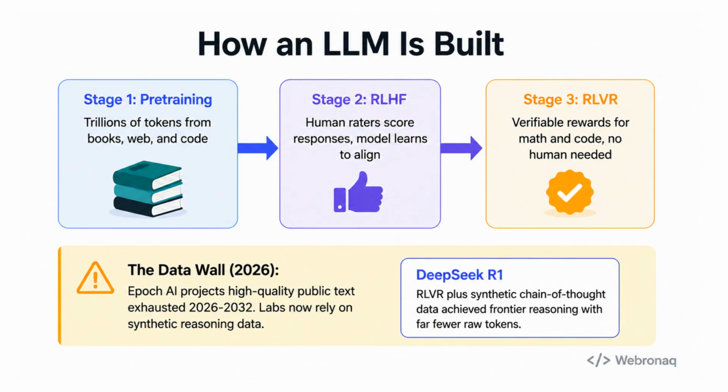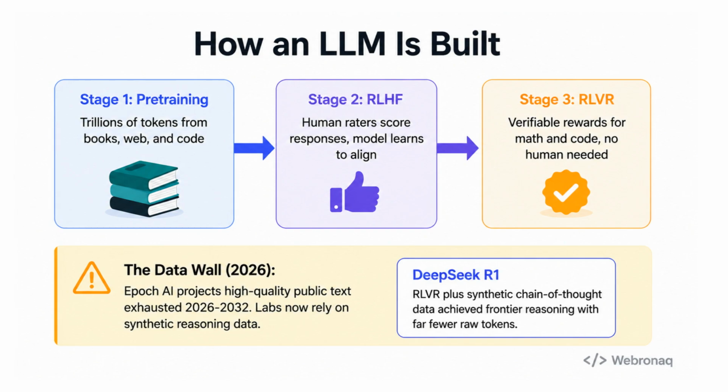Here is the interesting part. Epoch AI projects that the stock of high-quality public human text will be exhausted somewhere between 2026 and 2032, a challenge the industry calls the data wall. Labs are shifting to synthetic reasoning data to keep improving. DeepSeek R1 showed exactly this, using RLVR and synthetic chain-of-thought training to reach frontier reasoning capability. That shift in training strategy is what is now reshaping the entire context window race.